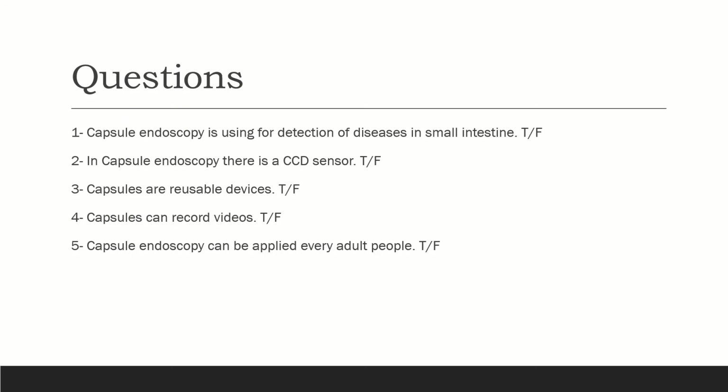In the last part of our presentation, we have some questions for you to check what you learned. True false questions. Question 1. Capsule endoscopy is used for detection of diseases of the small intestine. It's true. Question 2. In capsule endoscopy, there is a CCD sensor. It's false. Question 3. Capsules are reusable devices. It's false. Question 4. Capsules can record videos. It's false. Question 5. Capsule endoscopy can be applied to every adult.